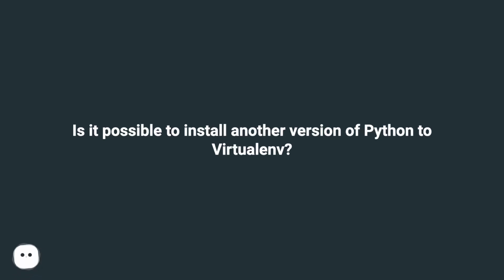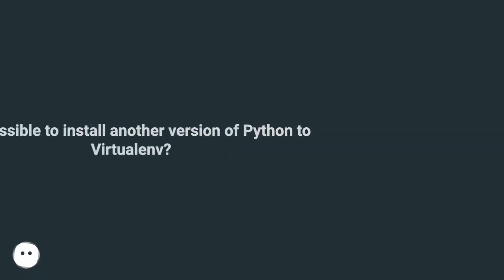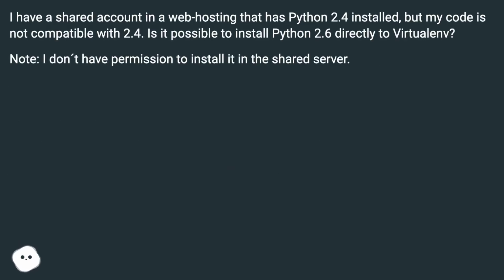Is it possible to install another version of Python to Virtualenv? I have a shared account in a web hosting that has Python 2.4 installed, but my code is not compatible with 2.4. Is it possible to install Python 2.6 directly to Virtualenv? Note: I don't have permission to install it in the shared server.